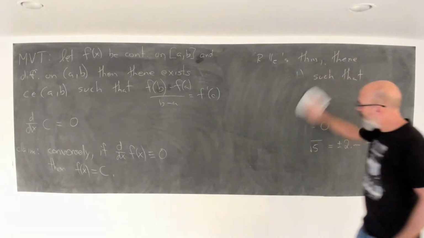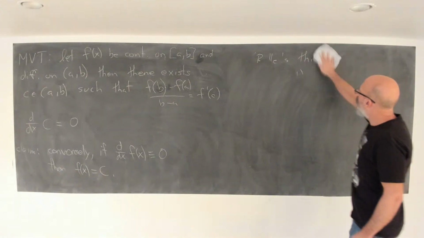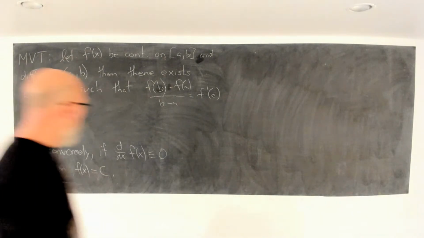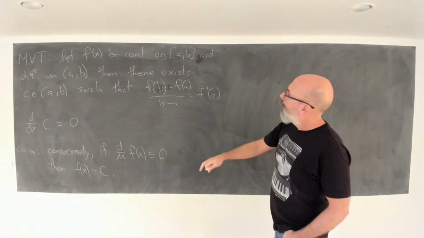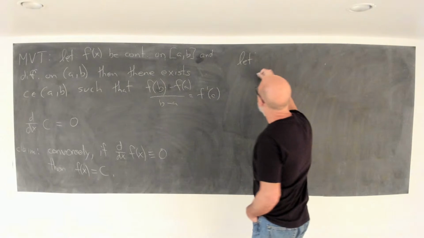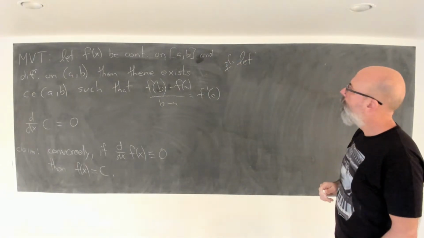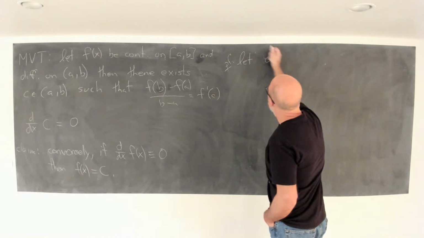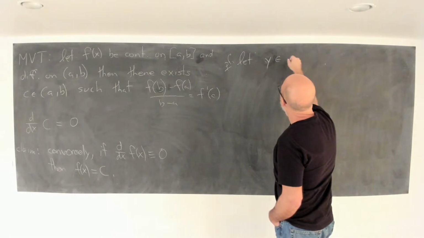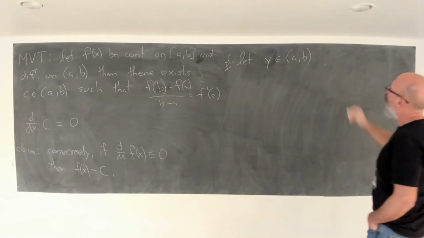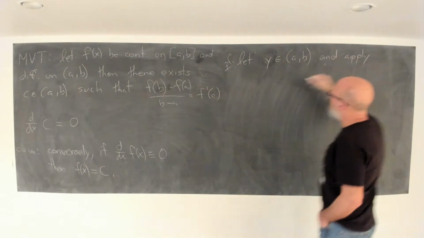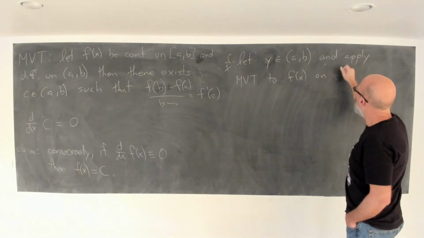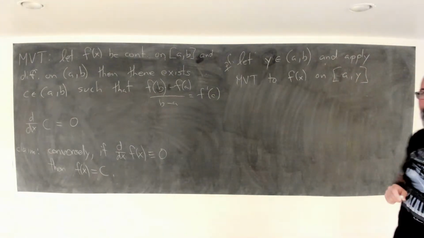So the proof is nice and easy. It's just a simple application of the mean value theorem. Take an x for proof. What do I want to call it? Let y be in the interval (a, b) and apply the mean value theorem to the function f on the interval [a, y]. What do we get?